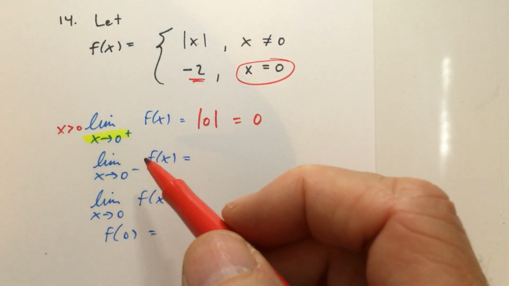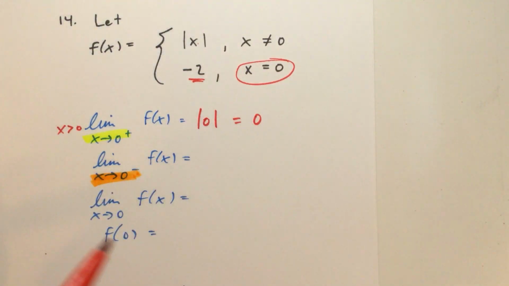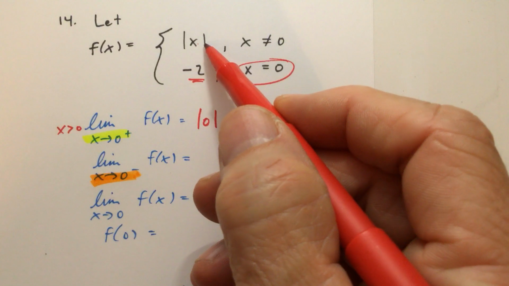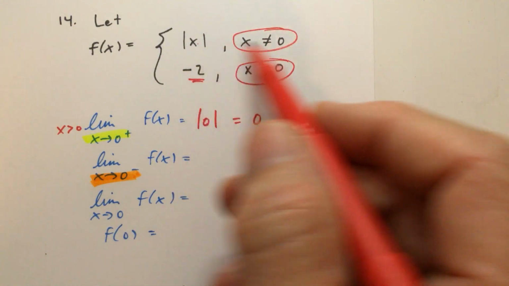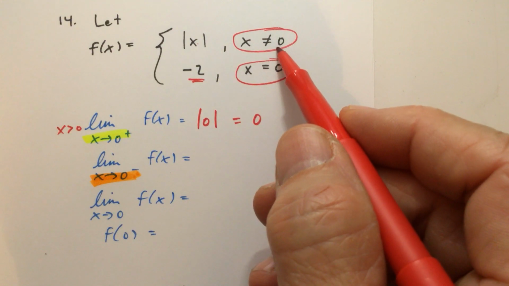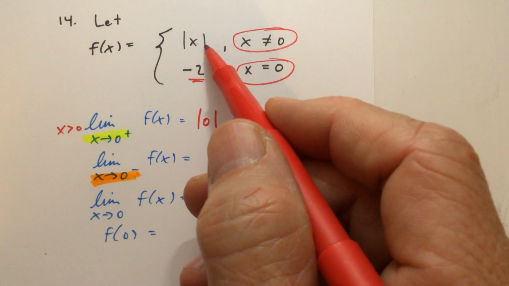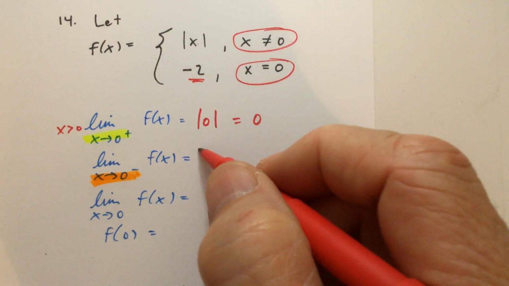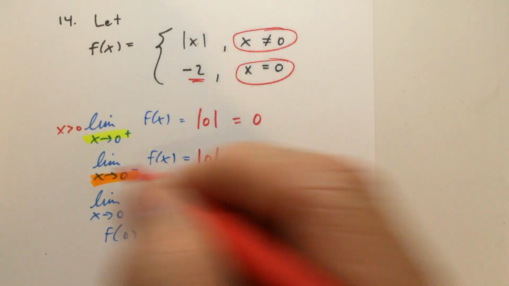X is approaching 0 from the left, we would also use that first piece because the y values are approaching absolute value of x from the right and left, because the only time that f of x is not defined as absolute value of x is when x is equal to 0. So therefore, we can replace x in the first piece with 0 for both of these.